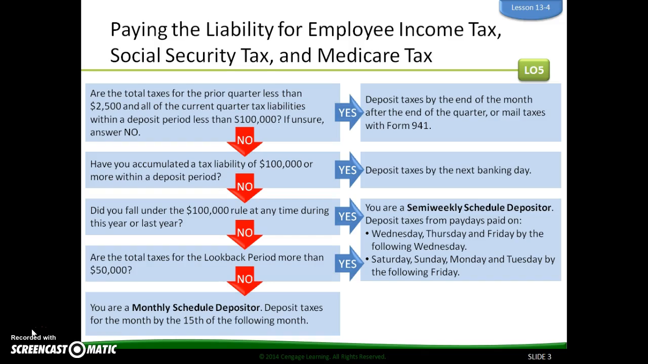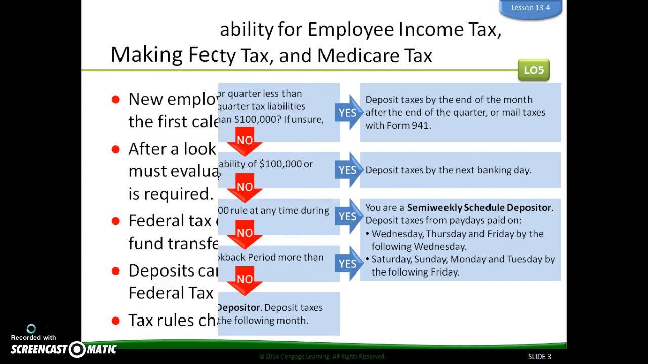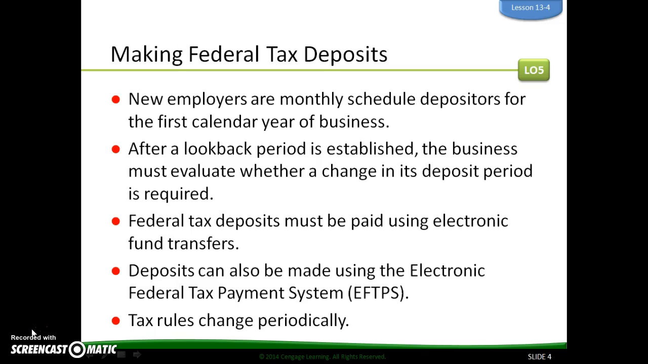And just as a reminder, all new employers are monthly scheduled depositors. So in essence, the government is looking at how much the tax liability is, and the higher it is, the more frequently they want you to deposit the money. So in terms of making the federal deposit, again, new employers are monthly depositors. You have to have that look-back period established before you can change off that monthly deposit schedule.